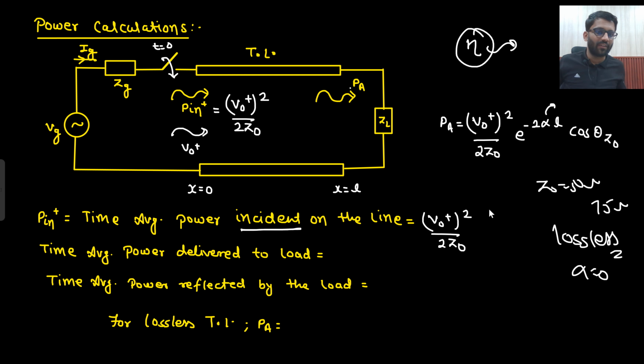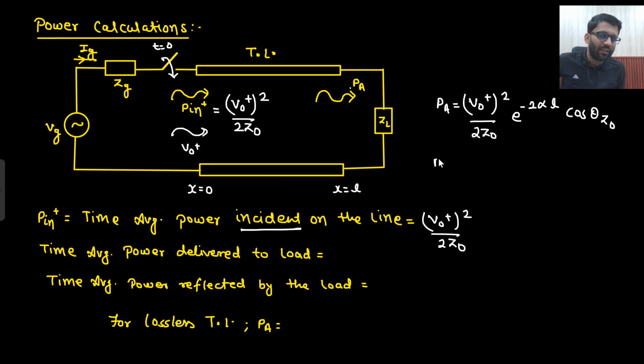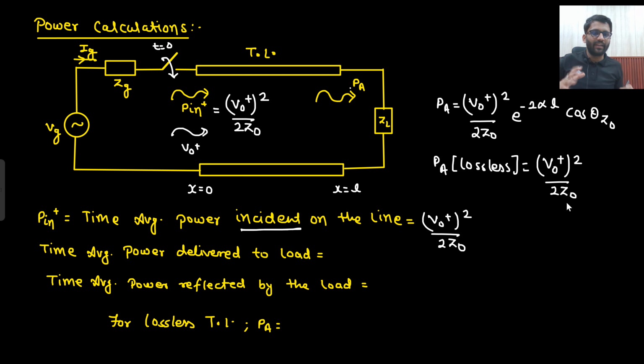So till now, what has happened? We closed the switch, V naught plus voltage was generated. With respect to this V naught plus voltage, this was the power: V naught plus whole square divided by 2 Z naught. Now if it is traveling and the medium is lossy, then this is how it will lose its amplitude. But if the medium is lossless, then it will not lose its power. Whatever power was generated, V naught plus square divided by 2 Z naught, even if it covers the complete distance, it will not lose its amplitude.